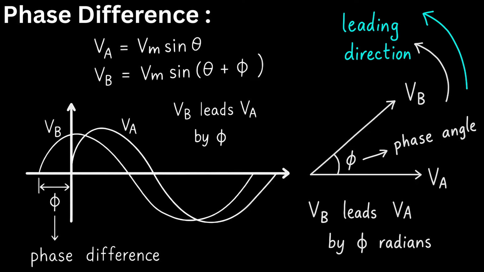Okay, we understand the visual. But how do we describe this relationship with the precision of mathematics? That's where these equations come in. Now, don't let them intimidate you. They are just a very condensed way of telling the exact same story we just saw. Let's break down the first equation for our reference wave, VA. It says VA equals Vm sine theta.